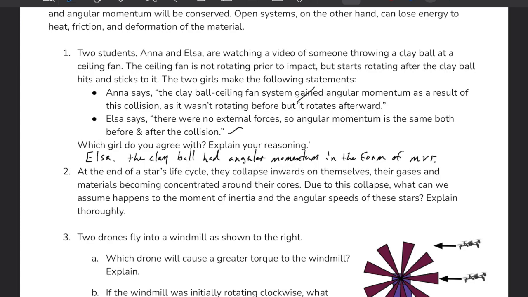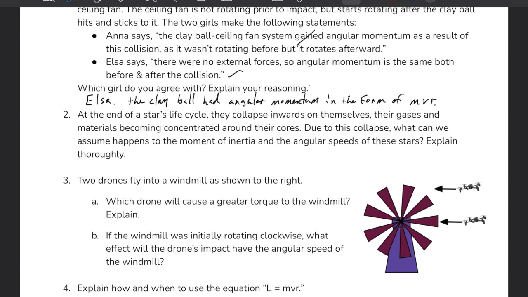At the end of a star's life cycle, they collapse inwards on themselves, gases and materials becoming concentrated around the center. What can we assume happens to the moment of inertia and the angular speeds of these stars? Please explain thoroughly. Angular momentum of a system is conserved. L naught is equal to L. Angular momentum is calculated as rotational inertia times angular velocity.